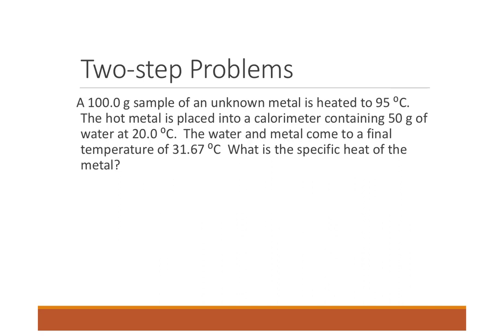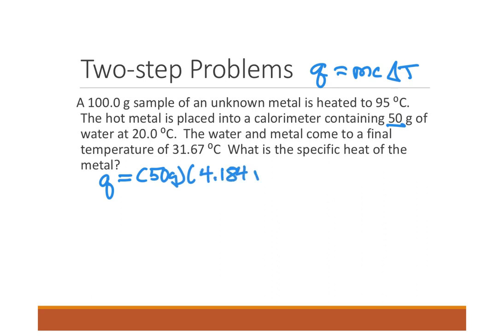So both parts of this problem are going to depend on our specific heat equation, the Q equals mc delta T formula. And so we're first going to figure out how much heat went out of the substance and into the water. So we're figuring out our heat transfer, our Q. Our mass of our water is 50 grams, so we would have 50 grams. Our specific heat of water, if you remember from the chart two or so slides before, is 4.184 joules per gram degree Celsius.